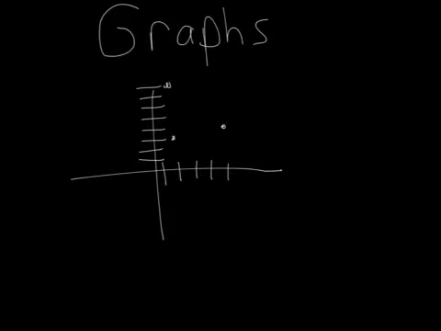Lastly, we can show relations as graphs. So when we look at a graph, we are showing that each x value corresponds to a y value. Remember that x values go horizontally along the x-axis, and our y values go vertically along the y-axis. So when we plot our points, we're looking for the intersection of our x and our y values. So we have our points of (2, 3), (5, 4), and (1, 8).